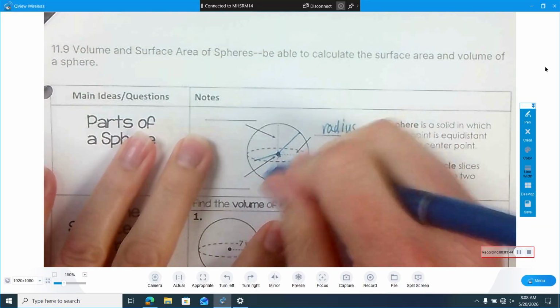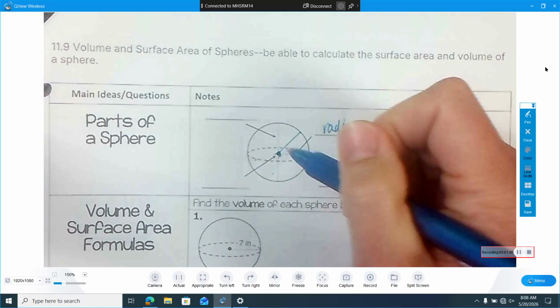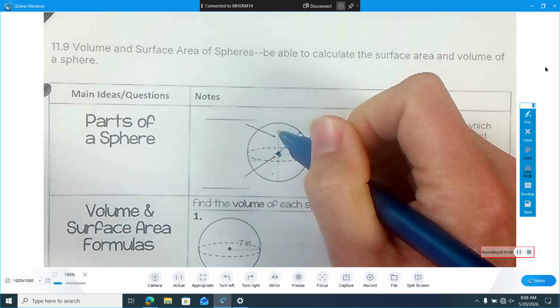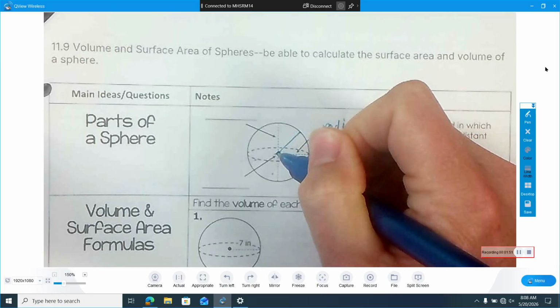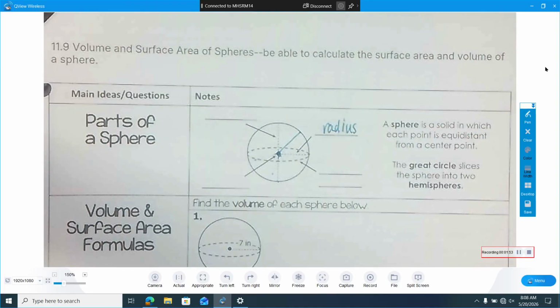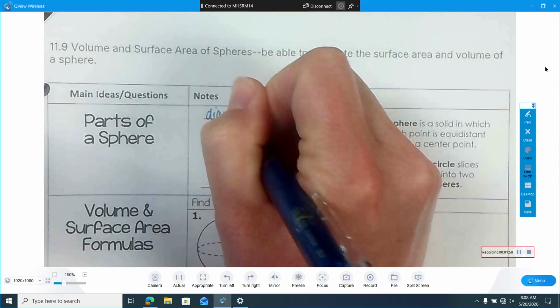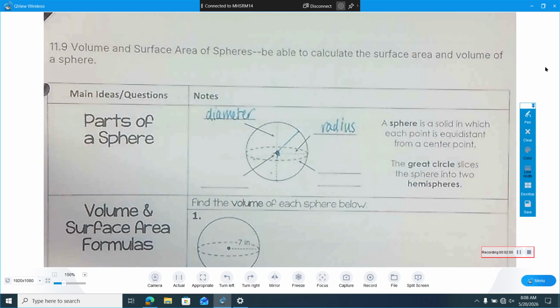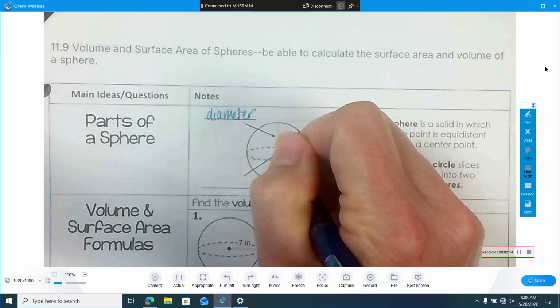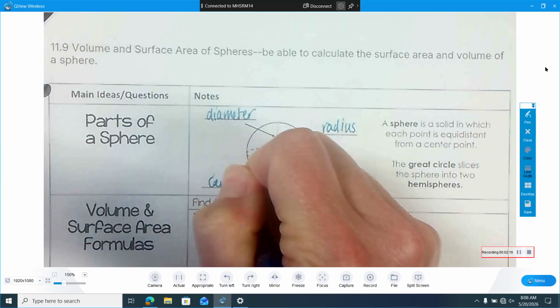So the radius goes every which way, and then of course we have this that goes from the top through the center and all the way to the bottom. What do you suppose that's called? Diameter. Very much the same as in a circle. And again, as long as it goes through the center of the sphere, from one edge through the center to another edge in every direction, that diameter is the same. Okay. All right, that central point is called the center.